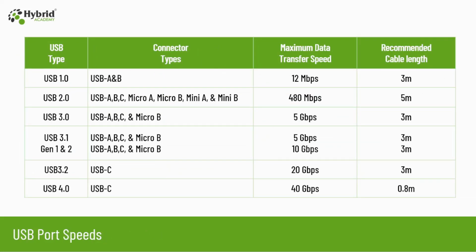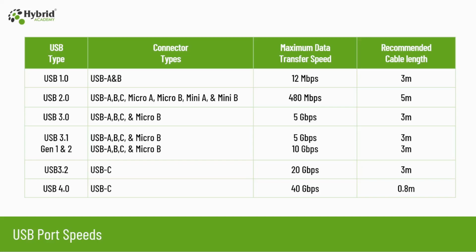Further, let's compare them in terms of their speed and data transfer. So USB 1.0, which has a connector type of USB A and B, they support up to 12 Mbps, that is 12 megabits per second, and the cable length recommended for that is 3 meters.